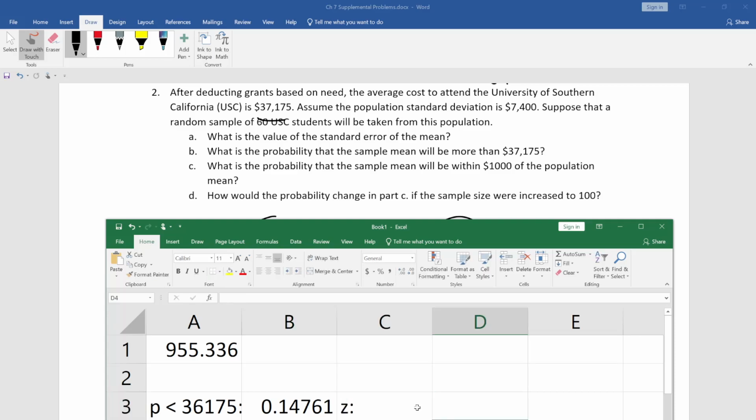If you did this by hand, you would get the Z for each of those X values. So you would do equals, open parentheses, the 36,175 minus 37,175, close parentheses, divided by the standard error. And then you would do the 38,175 minus 37,175 divided by the standard error. So those would be your two Z-scores. You would look in the table for a Z-score of negative 1.05 and positive 1.05.